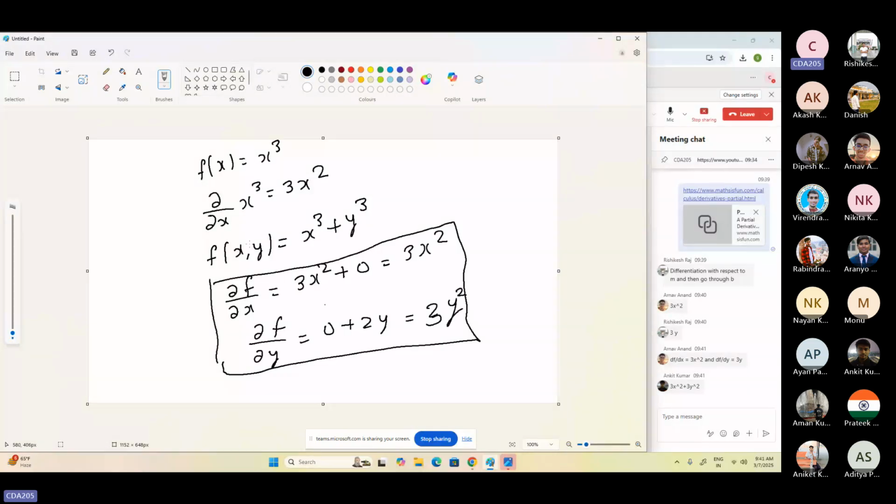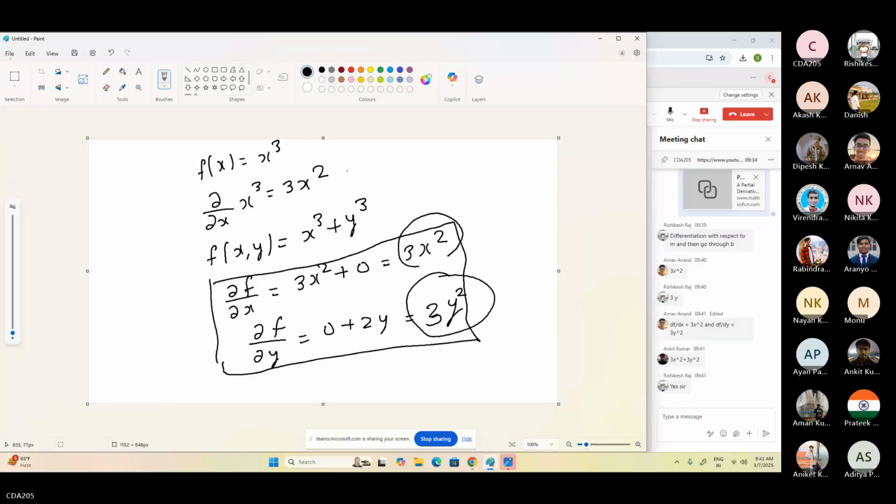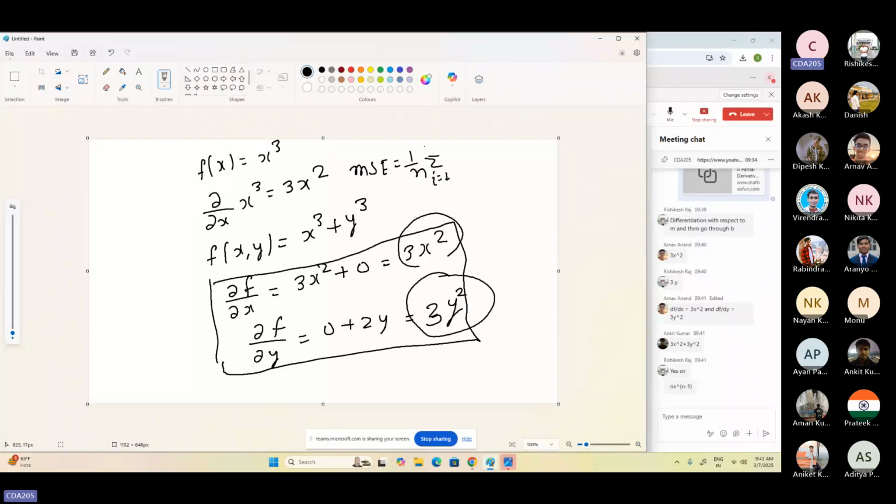Okay, are you clear with this? So this is the one values and this is one values. Now apply the same thing on the MSE and tell me the value. Apply the same thing on the MSE. MSE is equal to 1 by n summation i is equal to 1 to n (yi minus (mxi plus b)) whole square.